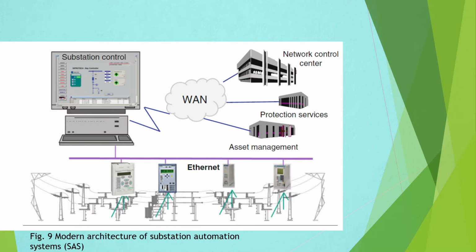The industrial computer provides one or more links to WANs for communication with the network control center and further service departments of the network operator, as shown in the figure. The application of international communication standards ensures the interoperability of network control centers and the substation automation system from different vendors. In the same way, the bay related IEDs of different vendors may be integrated into the substation automation system.